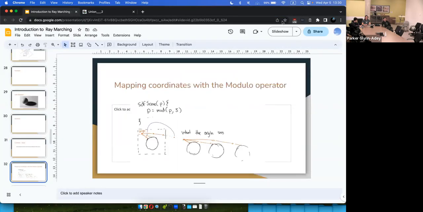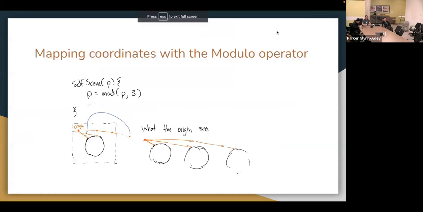Right. And now let's get into something that makes ray marching a very powerful rendering system. So now let's go back to here. Let's say we had your origin and your SDF.